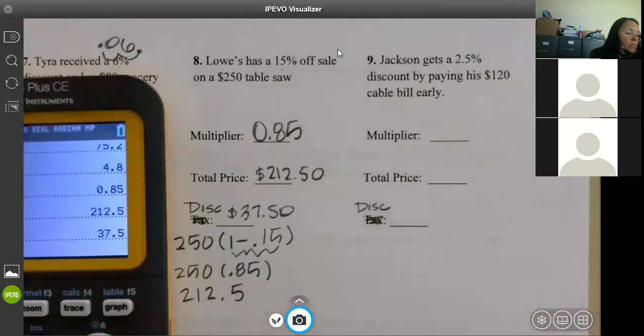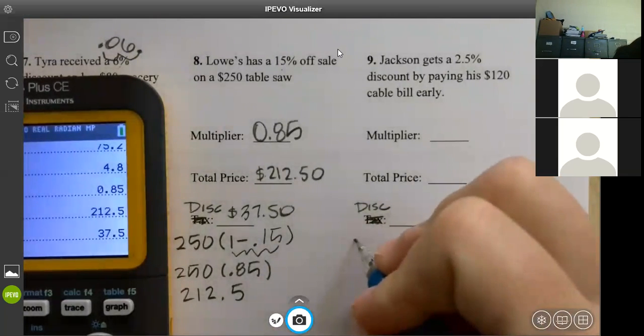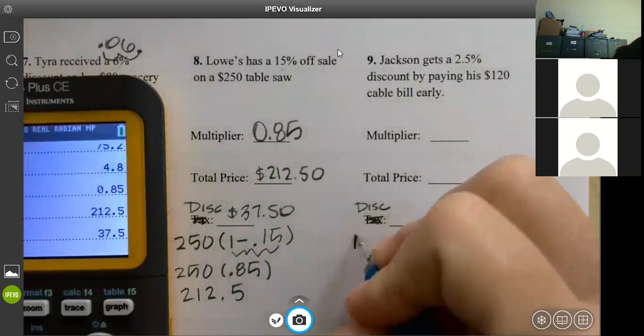All right. Last one on this page. Jackson gets a 2.5% discount by paying his $120 cable bill early. So what does he pay? How much does he pay?